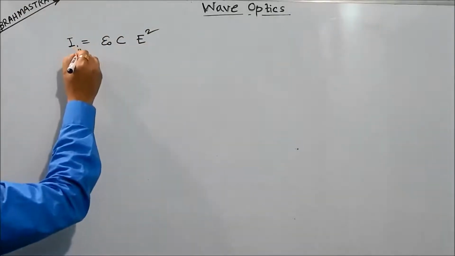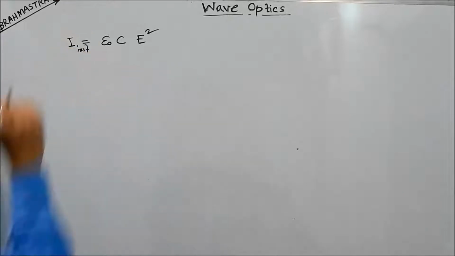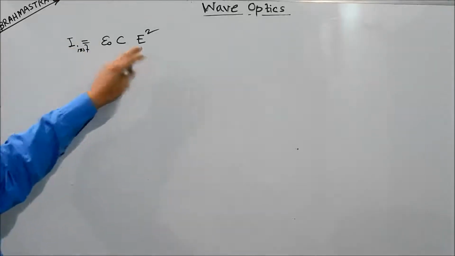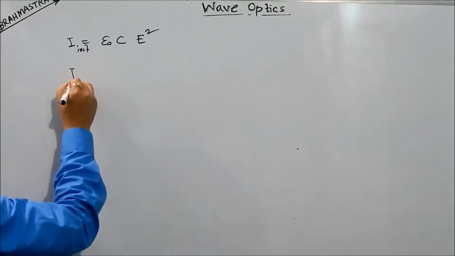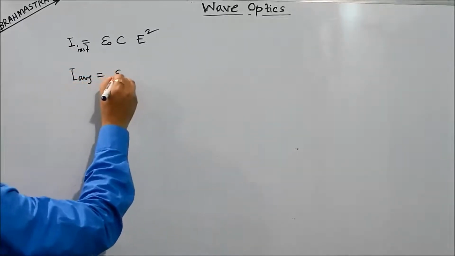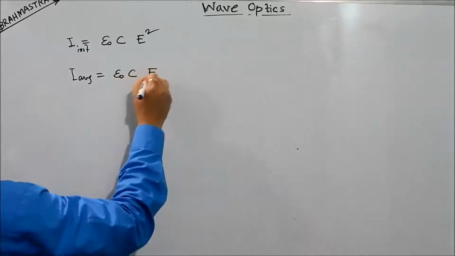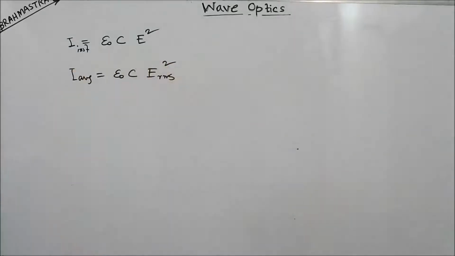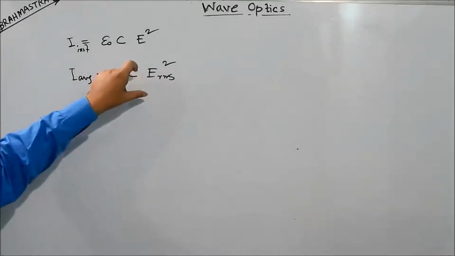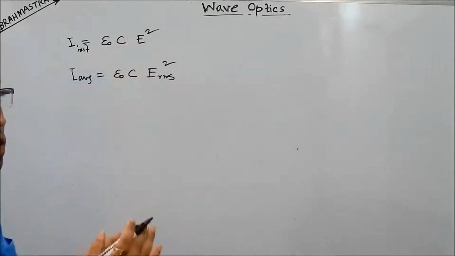So I should write this instantaneous. This is the instantaneous intensity. But when I take the time average, then we get the average intensity, which is epsilon naught C times E_RMS squared. E_RMS means the peak value divided by root 2, and the square of this. So this is the time average.